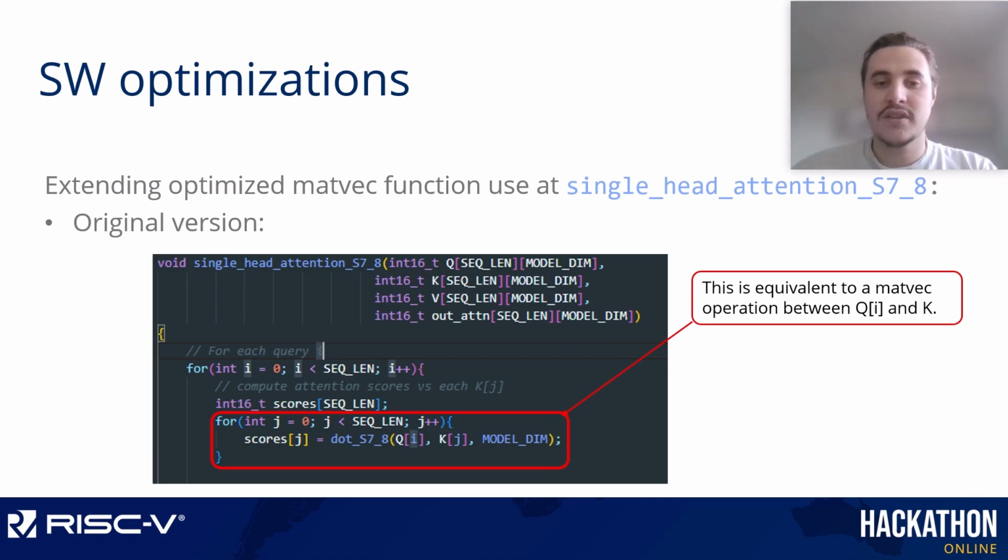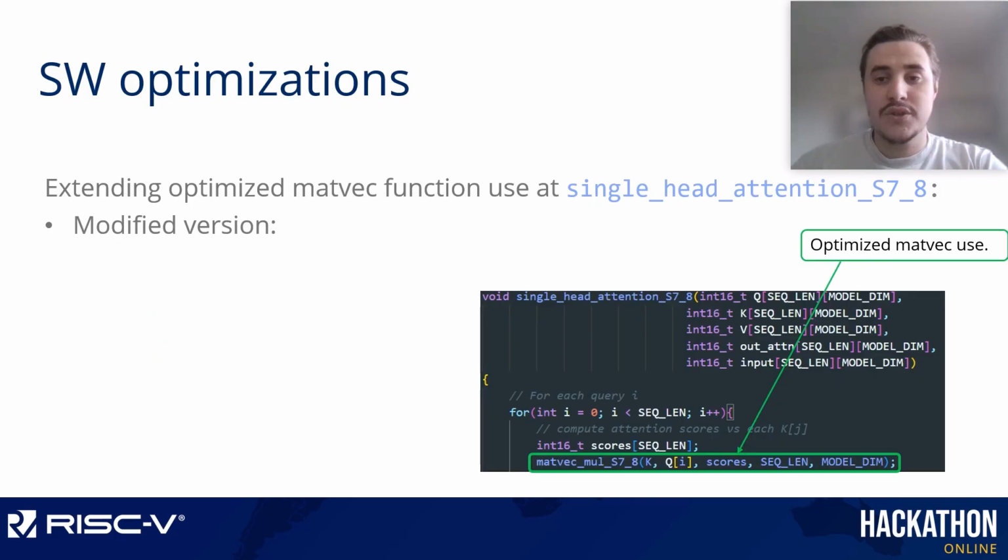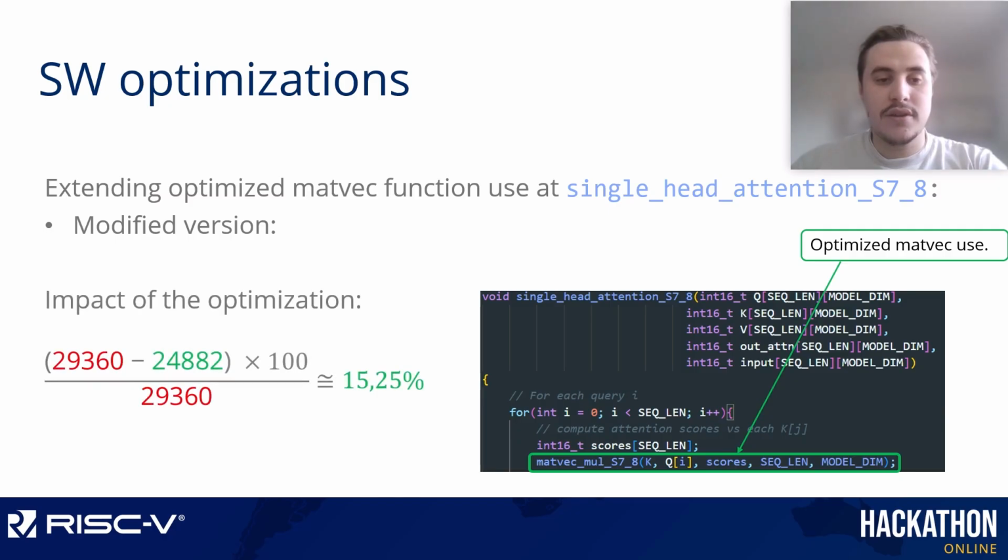We also extended the use of this optimization by using the matvec function at single-head attention, where we can see that the loop using the dot product is equivalent to a matvec between q of i and the matrix K. So we replace that loop with the matvec function call, and the cumulated impact of these two optimizations is approximately 15.25%.